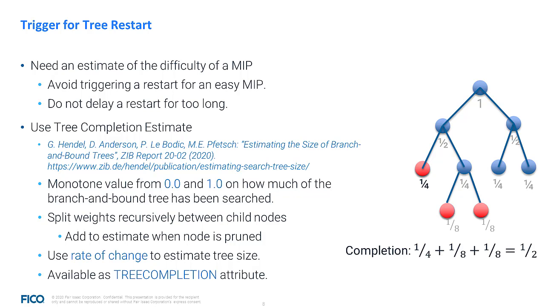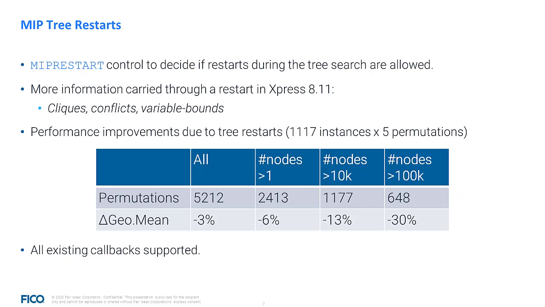Since Xpress 8.11, we use this tree completion change rate to decide whether it is worth restarting. Does our completion measure grow rapidly and we expect to finish soon? Keep on going with the current path. Has it gone stale at a low rate or only increases very slowly? Restart rather sooner than later. That's not the only change that we did to the restarting feature, but the most prominent one.